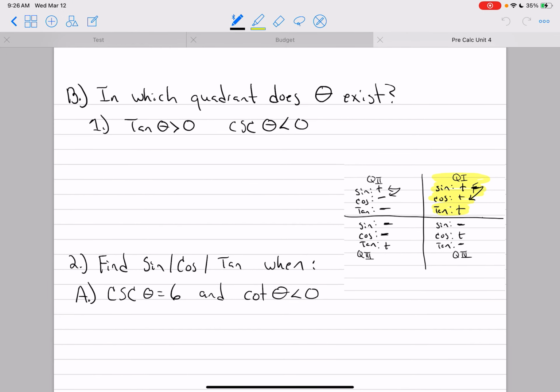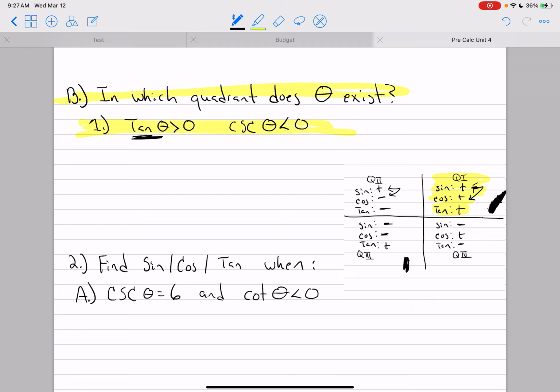All right, part B. Which quadrant does theta exist in? And I'm telling you that tangent of theta is greater than 0 and cosecant of theta is less than 0. So first, this means that the tangent is positive. So far, I could be in quadrant 1 or quadrant 3. Those are the ones where tangent is positive.